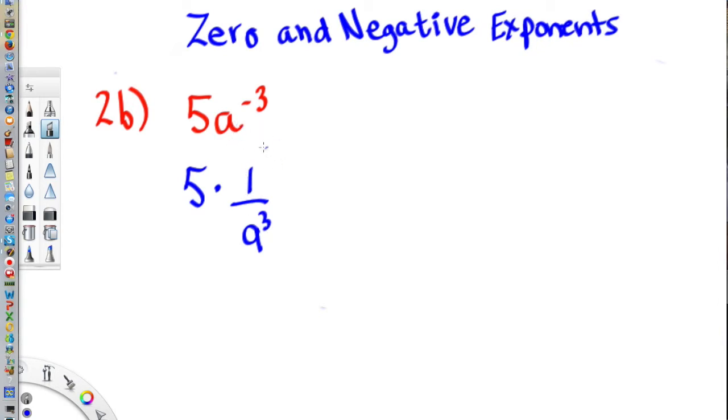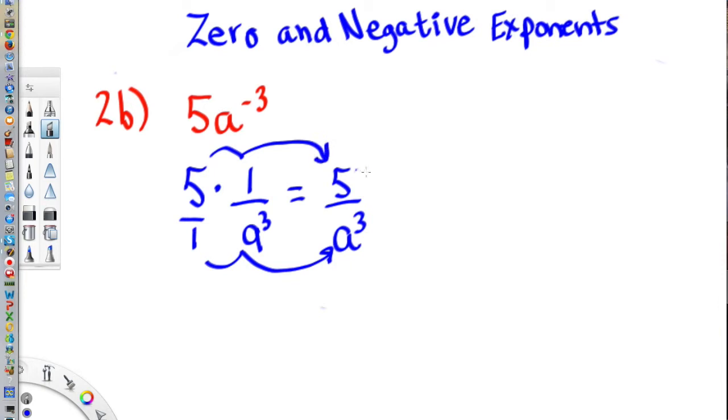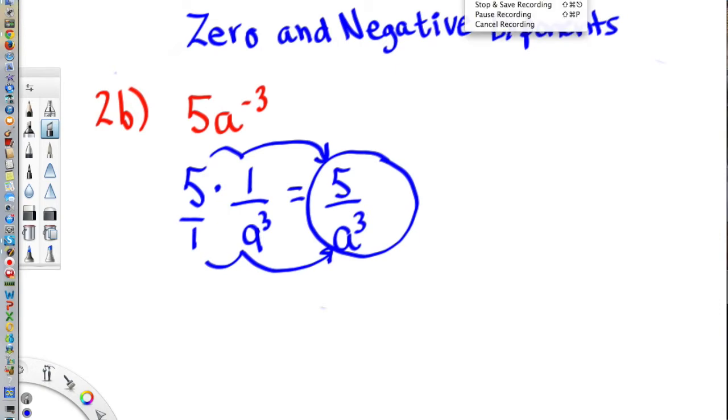So when I multiply this through, 5 times 1 is 5, and I know that 5 is really 5 over 1, and the denominator times the denominator will give me that. We're just doing multiplication. My final answer is 5 divided by a to the 3rd power, a cubed. So it's 5 over a cubed.